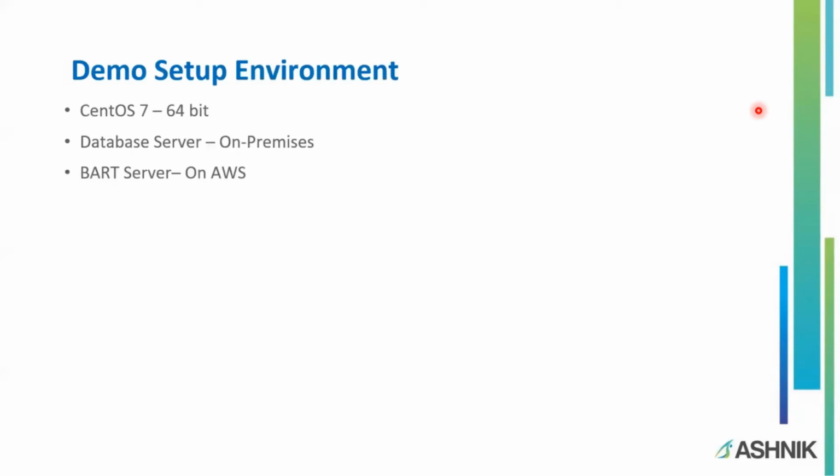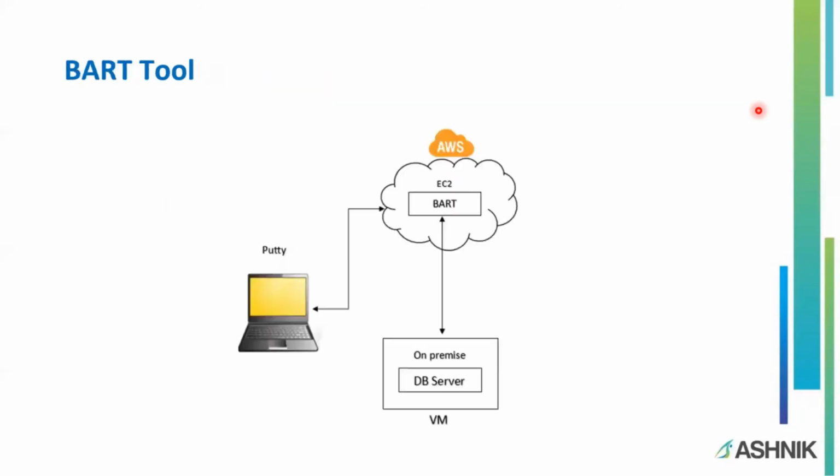In this demonstration, I'm going to use CentOS 7 64-bit as the operating system for my database server, which is on-premises. And I have already installed my BART tool on an AWS Cloud EC2 machine. That EC2 has CentOS 7 64-bit as the operating system. So this is my implemented setup. As you can see, my BART is installed on the AWS EC2 machine and my database is on-premises. So I'm going to connect to the BART server via PuTTY and execute the command to take a backup of my on-premise databases. So let's see it in the demo.